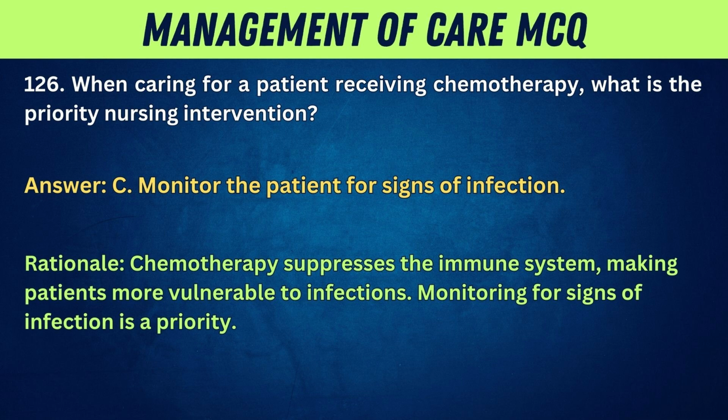Answer. C. Monitor the patient for signs of infection. Rationale. Chemotherapy suppresses the immune system, making patients more vulnerable to infections. Monitoring for signs of infection is a priority.